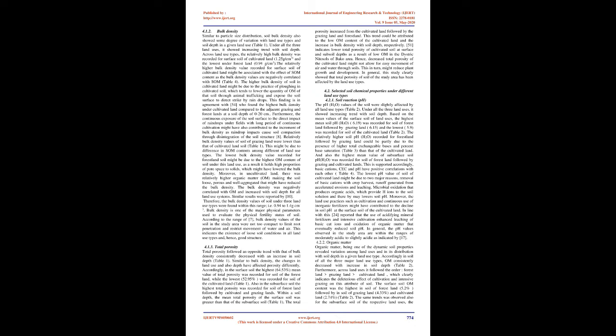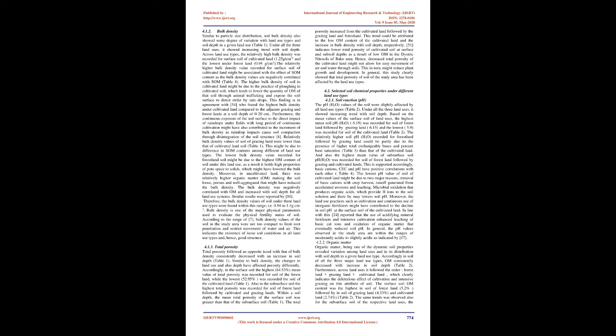4.1.2 Bulk density. Similar to particle size distribution, soil bulk density also showed some degree of variation with land use types and soil depth in a given land use, Table 1. Under all the three land uses, it showed an increasing trend with soil depth. Across land use types, the relatively high bulk density was recorded for surface soil of cultivated land, 1.25 g/cm3, and the lowest under forest land, 0.94 g/cm3.